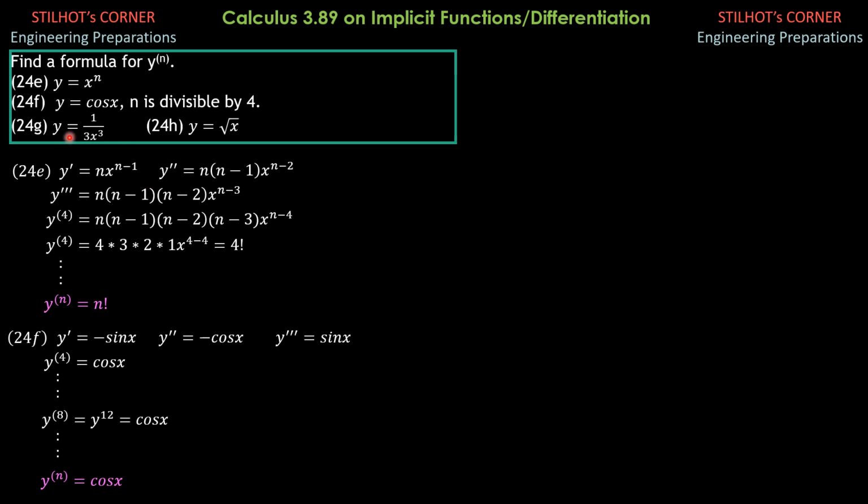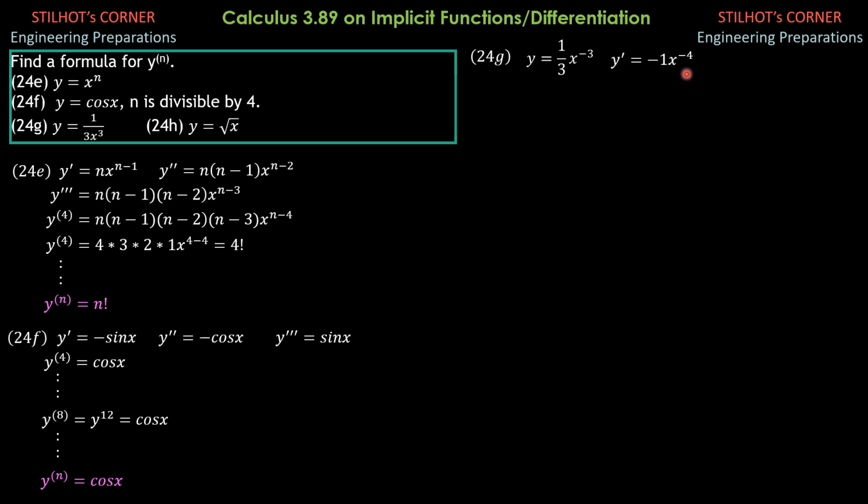Then we proceed to 24g. y is 1 over 3x cubed. We can write this as 1/3 x to the negative 3. Let's transform that into that form so that we can easily differentiate this. y prime is negative 3 over 3, so that's negative 1 x to the negative 4.